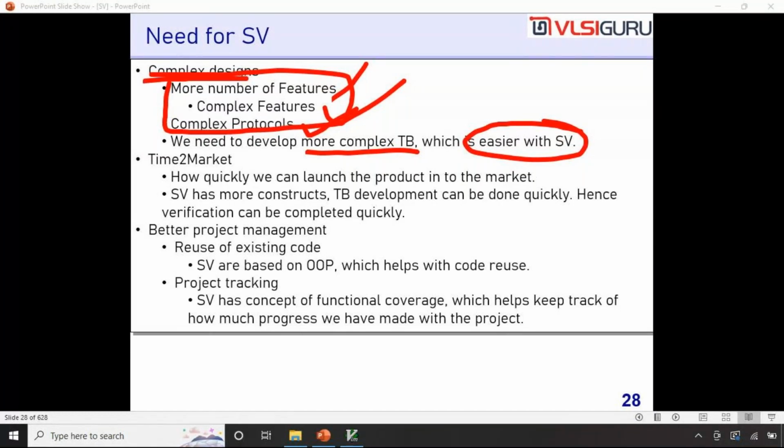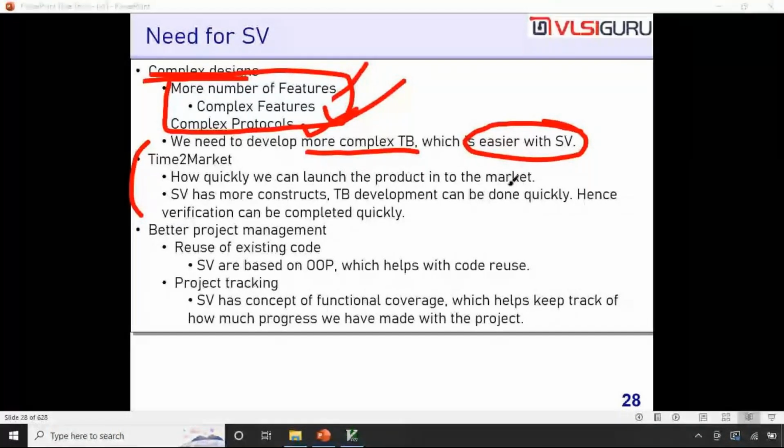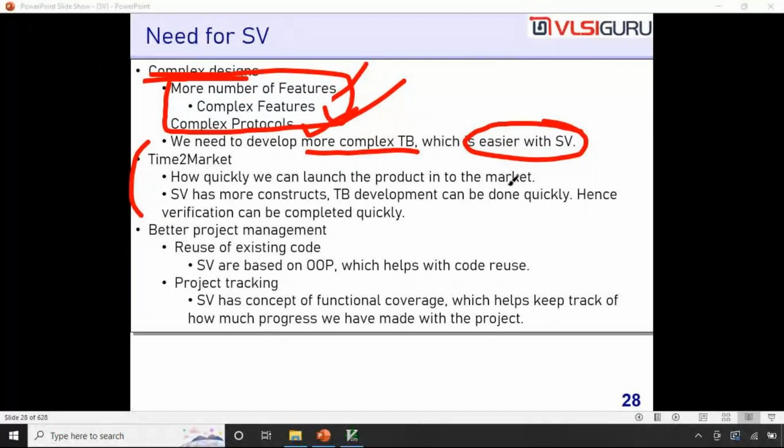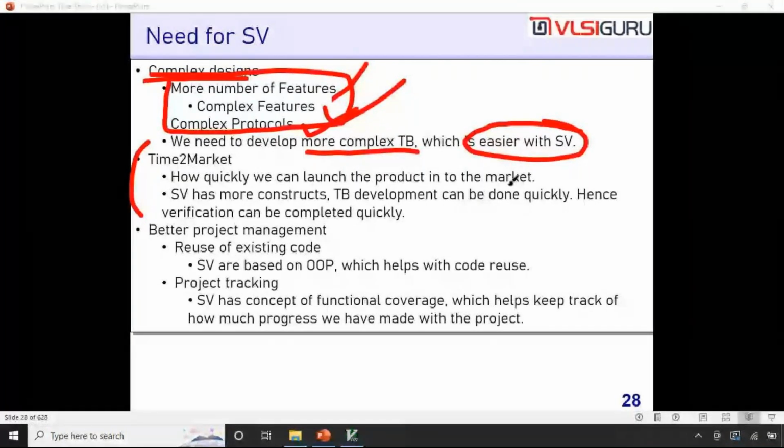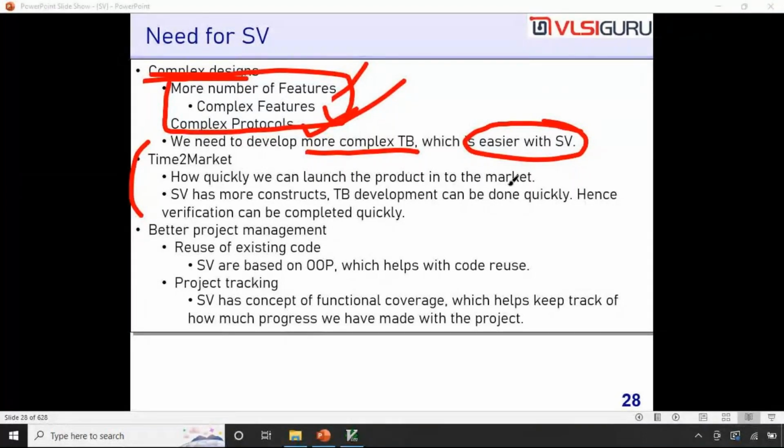What is the second thing? Time to market. What is meant by time to market? How quickly we can launch the product into the market. Whatever we are talking about, let's say this mobile phone, before it became a mobile phone, it was RTL code. It was Verilog code actually. This design can be verified with Verilog itself. Actually speaking, there is no need of SystemVerilog. If there were no SystemVerilog, couldn't we do chip manufacturing? No, it can be done.